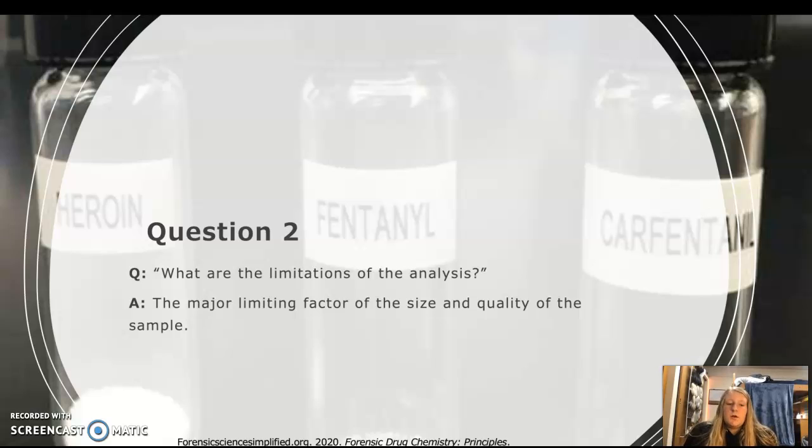The second question is, what are the limitations of the analysis? The major limiting factor is the size and quality of the sample. Sometimes a sample doesn't contain enough of the substance to get an accurate measurement or an accurate analysis of the drug within it.